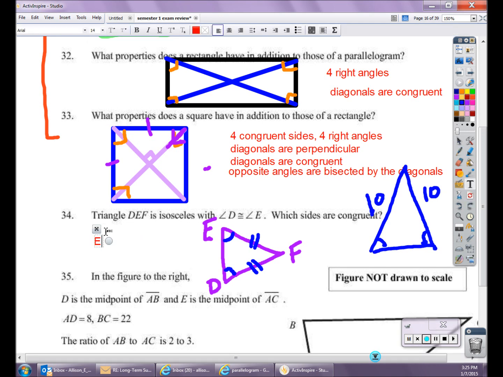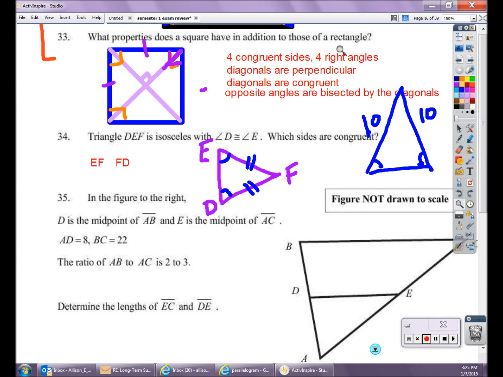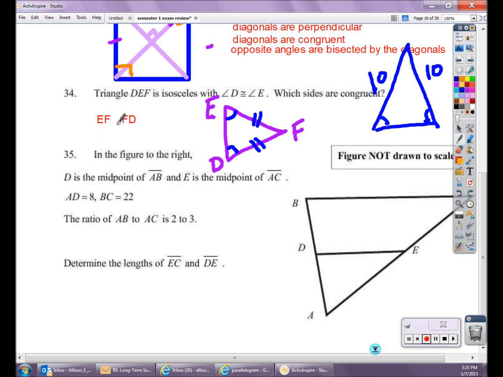So you know that EF is congruent to FD. All right? And moving on.